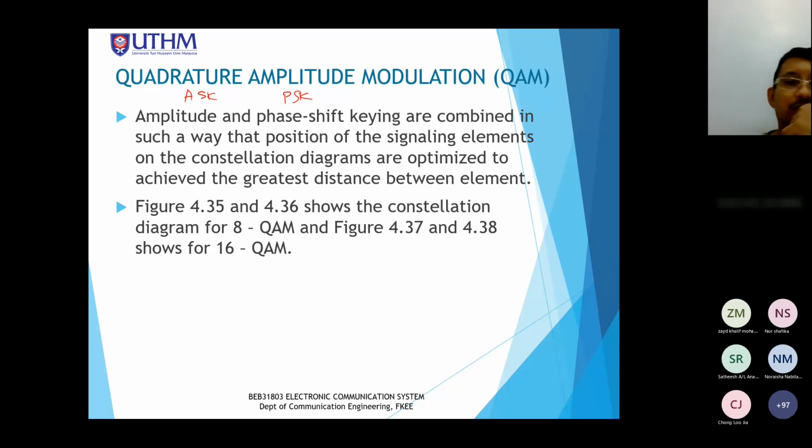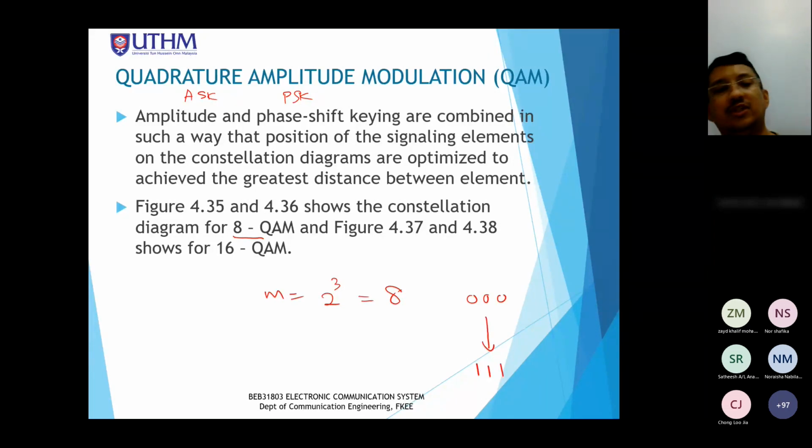Here is an example of 8 QAM. What is 8 QAM? 8 QAM means that we are using 2 power of 3, so M is equal to 2 power of 3. We're going to get 8 unique symbols, from 0, 0, 0 until 1, 1, 1. For 16 QAM, we're going to use 4 bits, which means we have 16 unique symbols.